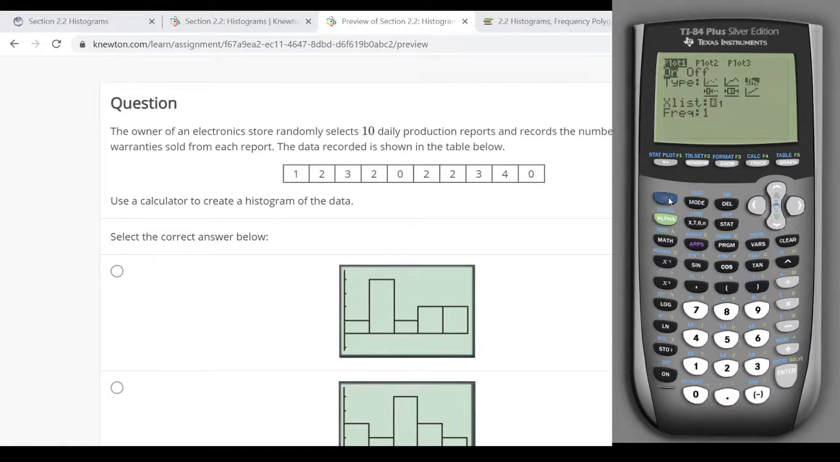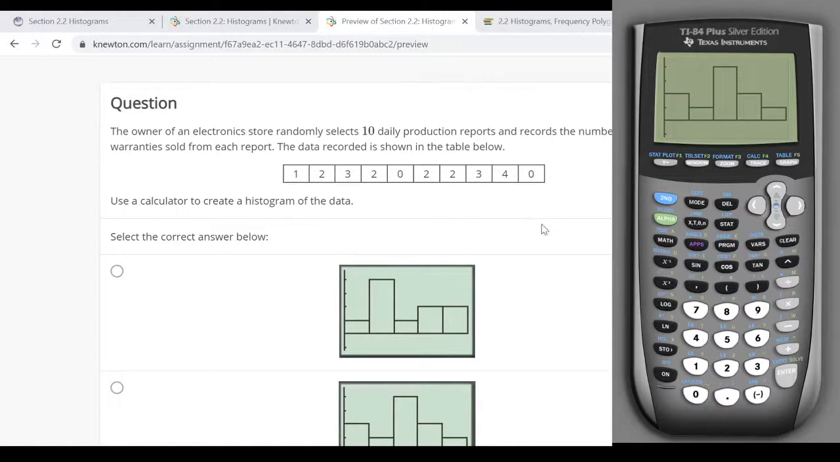All right. So let's get out of here, and I'm just going to go straight to zoom and hit the number 9, Zoom Stat, and there's a histogram made by my calculator, and it broke it up into 5 classes. Notice how in the problem it didn't say anything about the number of classes. So just use the default settings.